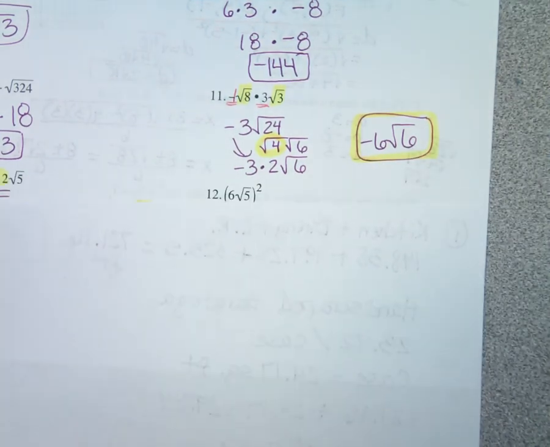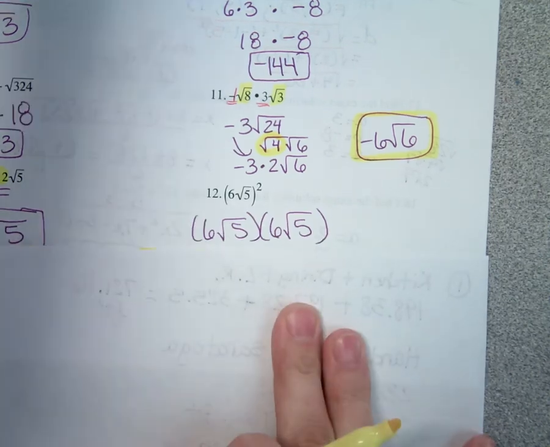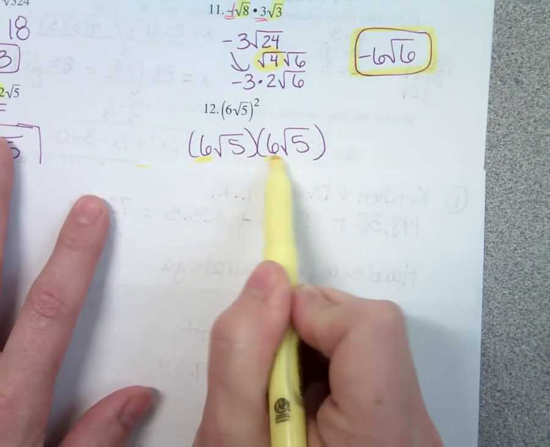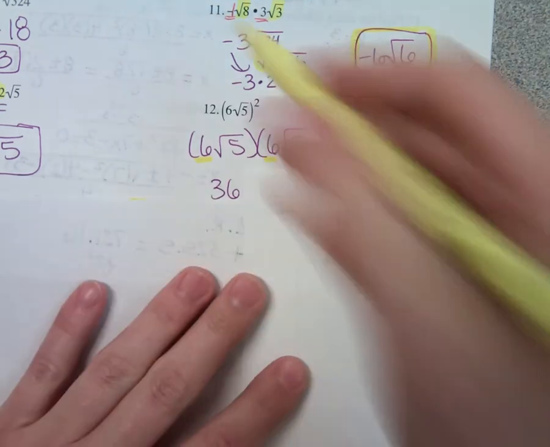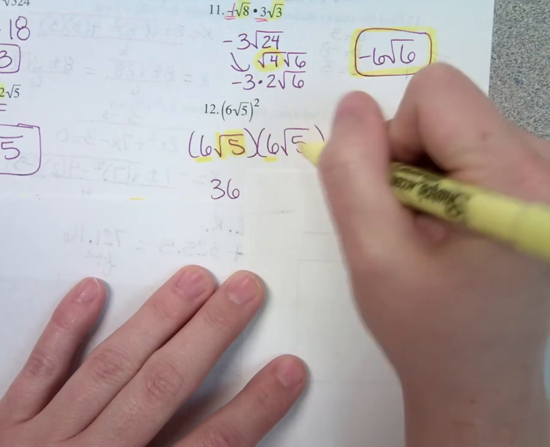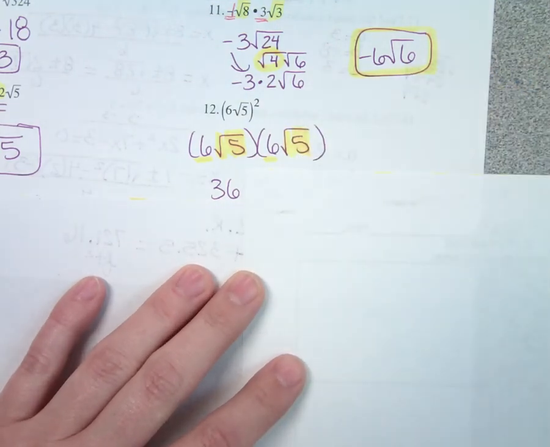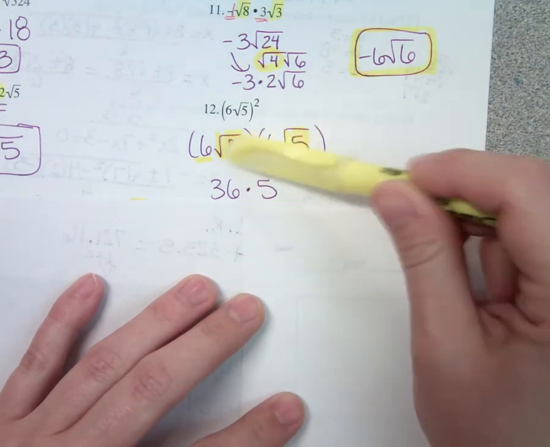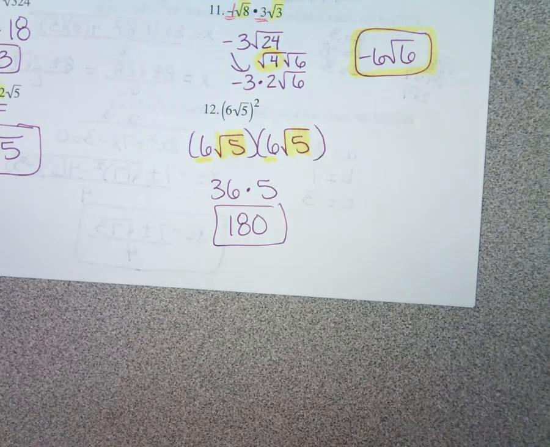Okay, looking at number 12. I'm going to start off by writing this twice. And then I'm going to multiply my outside numbers. So 6 times 6 is 36. And then I'm going to multiply my square roots. Square root of 5 times square root of 5 is square root of 25. But what's the square root of 25? Just a 5. Remember, if you multiply by 2 of the same thing under the radical, then shoop, out he comes. And then I can multiply my 36 and 5 and get 180.